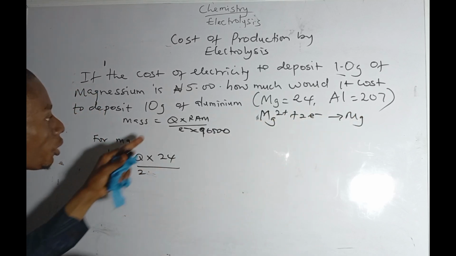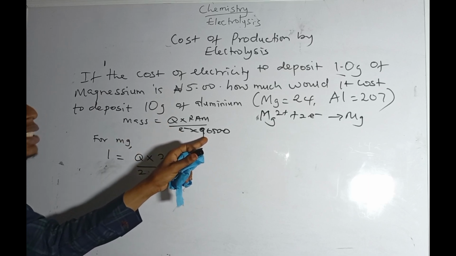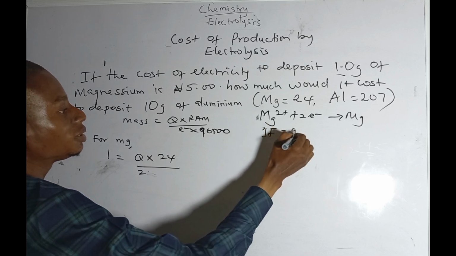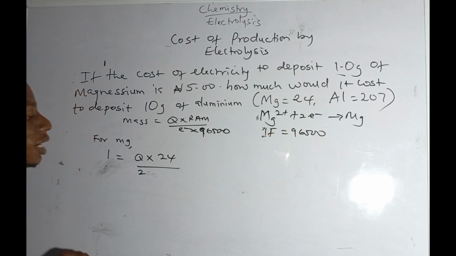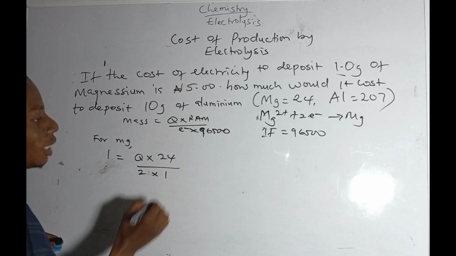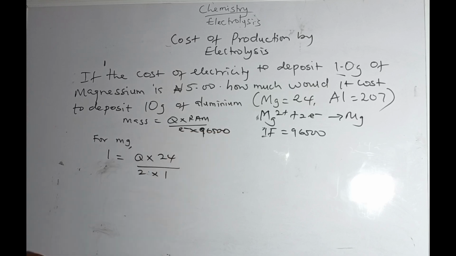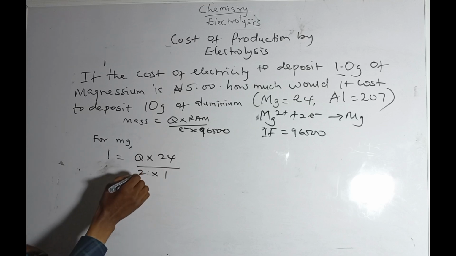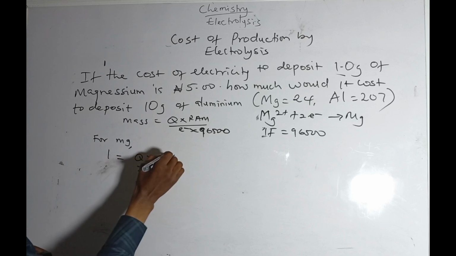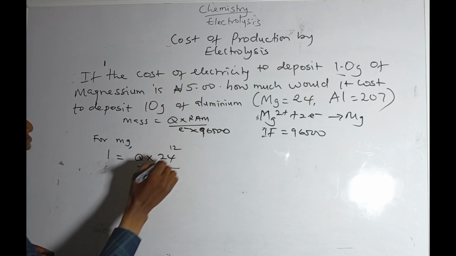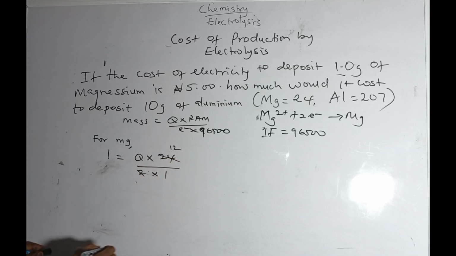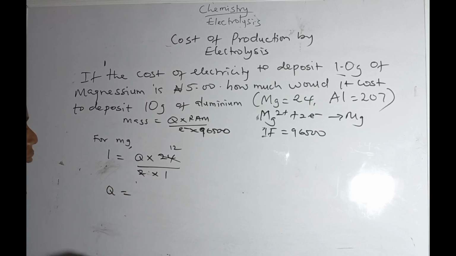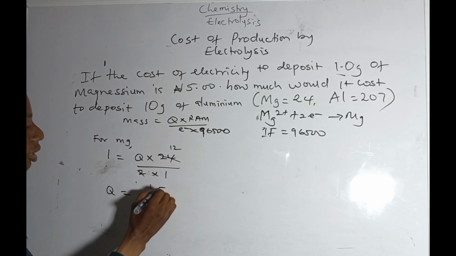Since we are looking for Q here, let's make this 96500 to be 1, because 1 faraday is equal to 96500. So let's make the unit to be in faraday, instead of dealing with big values. So this one will be times 1. 24 over 2 is 12. So we now have Q. Q will be equal to 1 over 12 faraday.